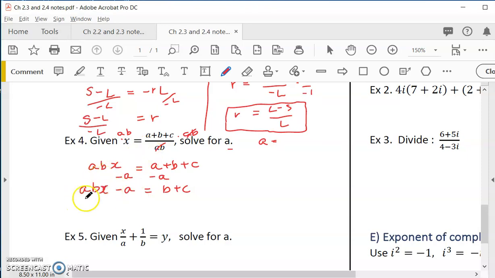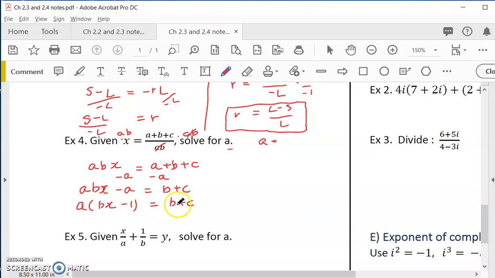Now I have two terms, so I can't divide by bx or something. I have to factor first. Factor bx minus 1. When I factor, because both of them have A, at least A is the common factor. Equal to b plus c.